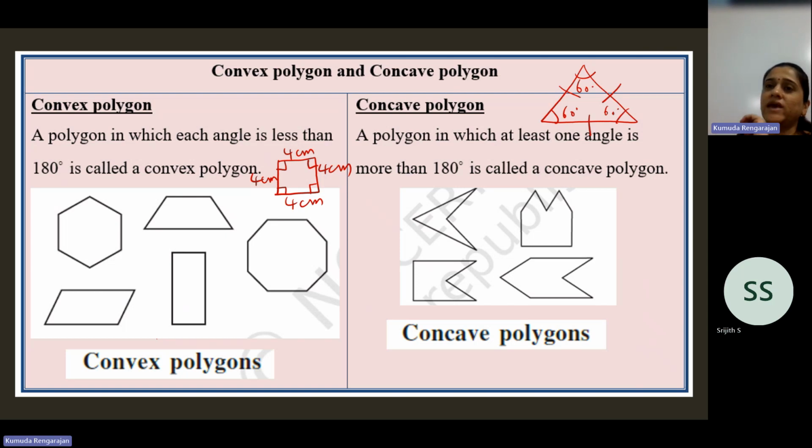An equilateral triangle is a regular polygon because all the three sides are equal and all the three angles are also equal. See, the value of a side will not be equal to the value of an angle. If the angle is 60 degrees, the side will not be 60 centimeters. The three sides should be equal. They can be all 3 centimeters or all 4 centimeters, 5 centimeters, whatever. And the three angles are equal, each one equal to 60 degrees.